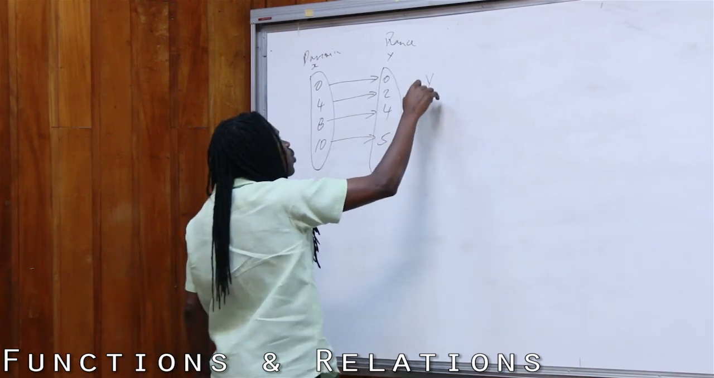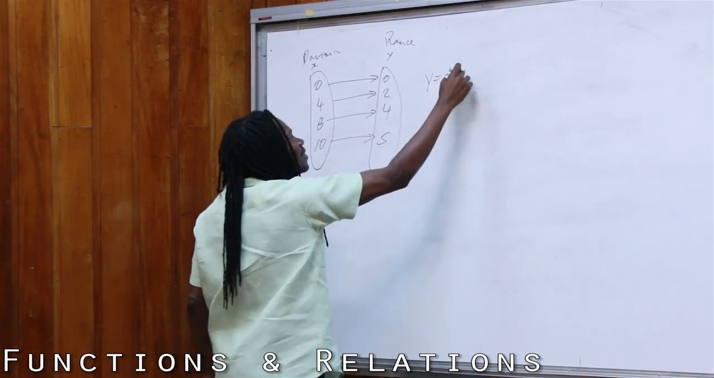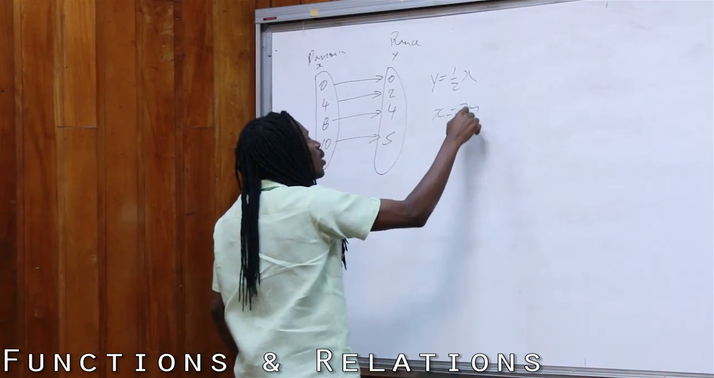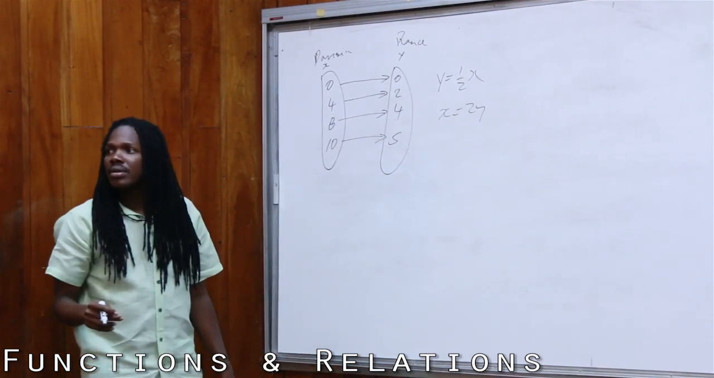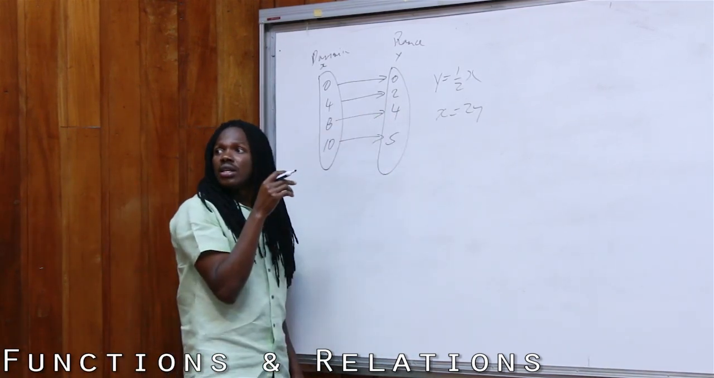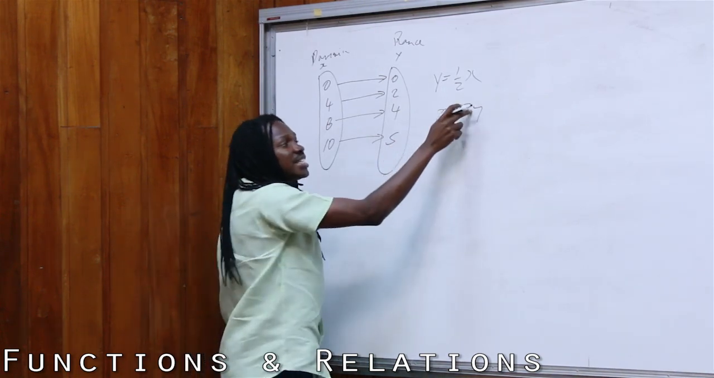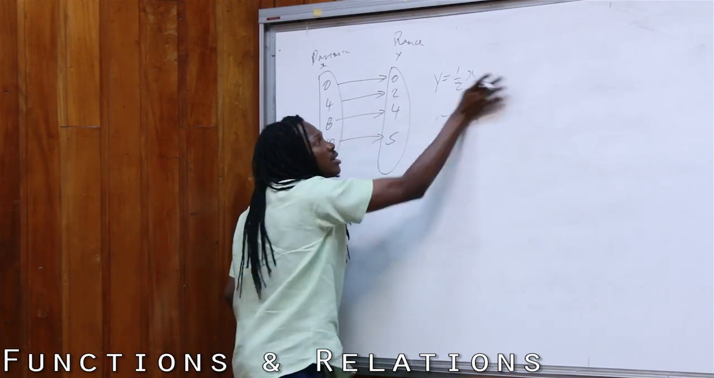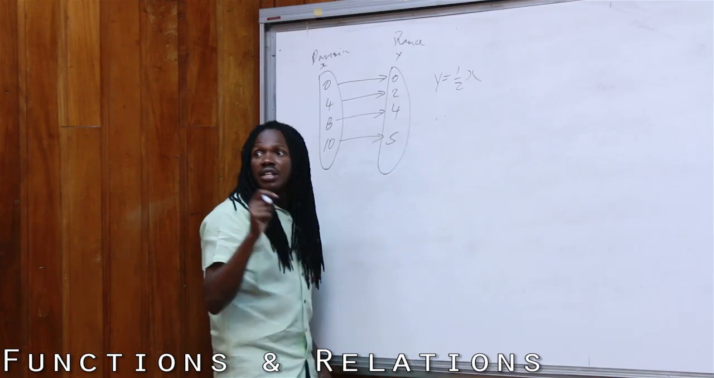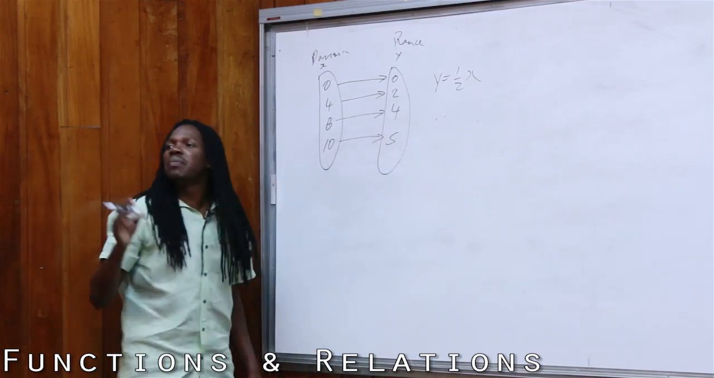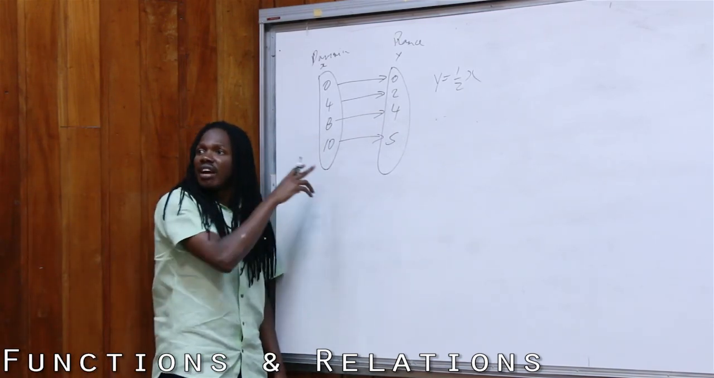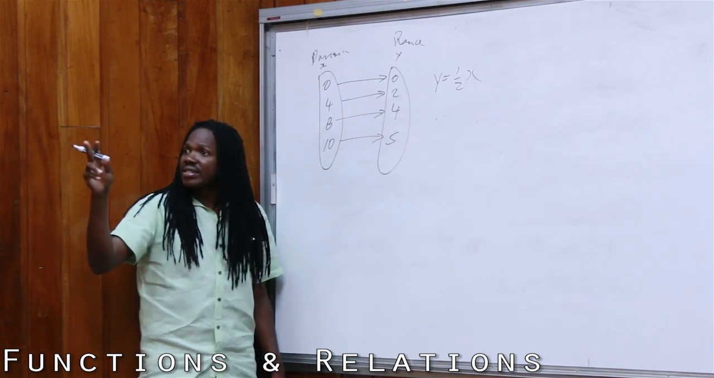So, it seems here that y is equal to half x. Now, why didn't I say x is equal to 2y? Because y is a function of x. Are you understanding what I'm saying? This means that y is a function of x. Therefore, y is the dependent variable and x is the independent variable. Everybody understand that?